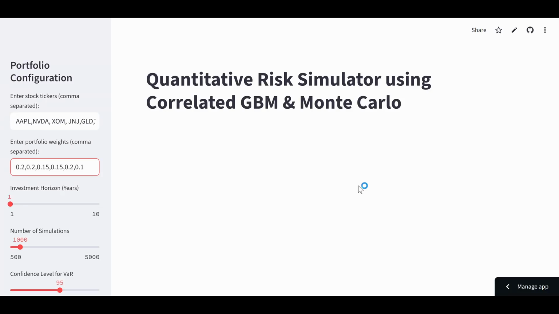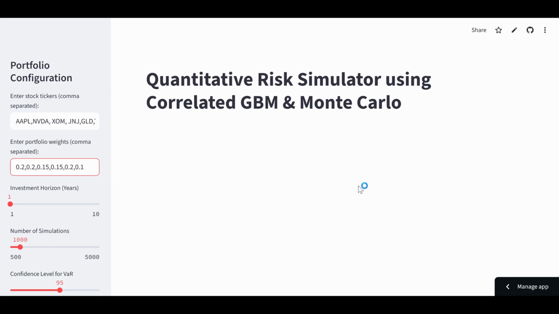So hey everyone, in this video I'm going to walk you through the tool that we've built, the quantitative risk simulator for the stock portfolio, and also deep dive into the math underneath the model, why we chose the model, the reasoning behind it, how it works and everything like that. But before, let's just walk you through the tool and how to use it in the first place.